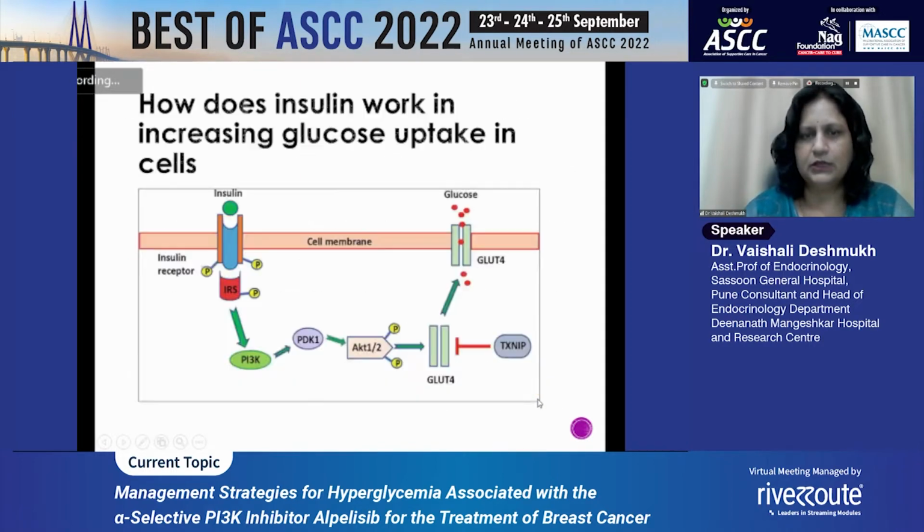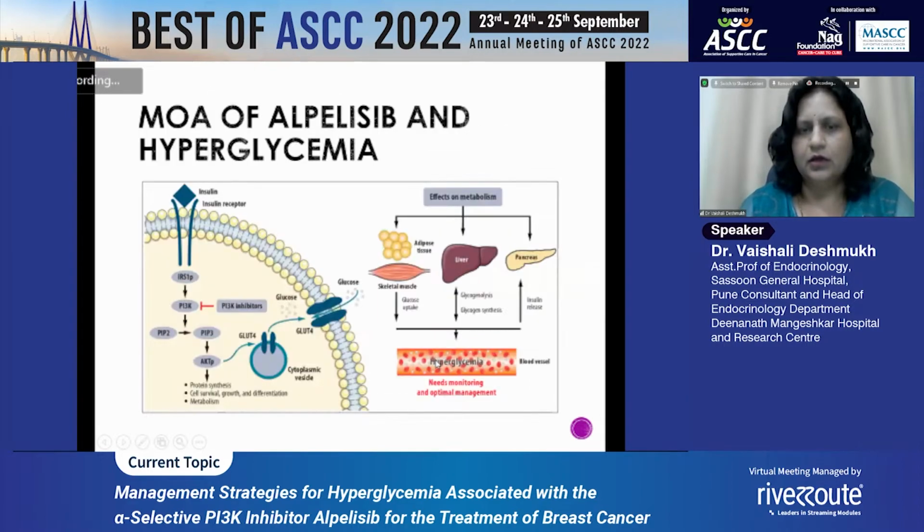So if you see this diagram, this is the insulin molecule in the circulation, which attaches to the insulin receptor, which then through various proteins is known to act through the PIK3 kinase and then move on to help in glucose uptake through GLUT4. So this is how glucose uptake in the cell operates. Now, if you have a molecule which is going to inhibit this pathway here, PIK3, you're going to have inhibition of this glucose uptake. And that is what causes hyperglycemia in patients using alpelisib.